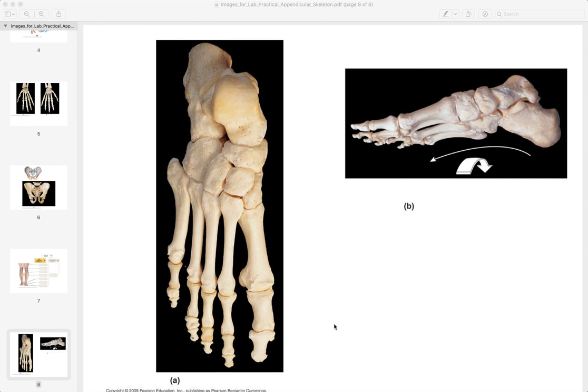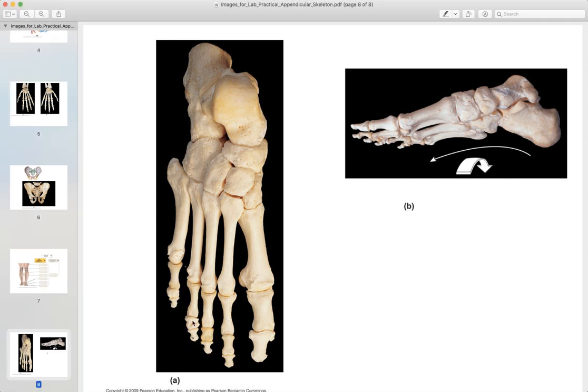Similar to the hand, they're numbered 1 through 5, beginning on the big toe. So we have 1, 2, 3, 4, 5. And then the phalanges, which are the toes. In the big toe, there's 2 phalanges, and then all the other toes have 3 phalanges. And I believe that is the end of the appendicular skeleton.